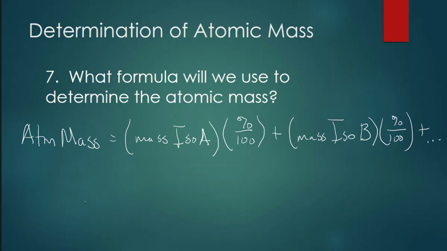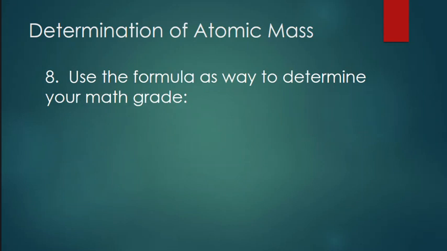Sometimes you have 2 isotopes. Sometimes you can have 7 isotopes. So every isotope you have to do this for. And when you add up all the numbers, it will equal the mass that we have on the periodic table. All right, so it's hard for us to relate to this. So what we're going to do is use Joey's digital arts grade and use this equation with it.